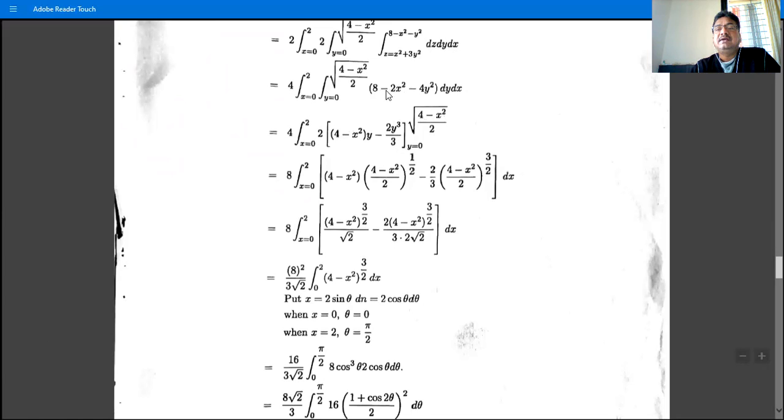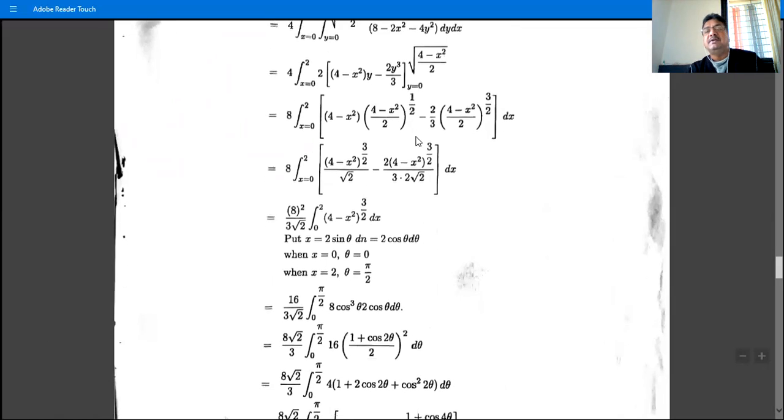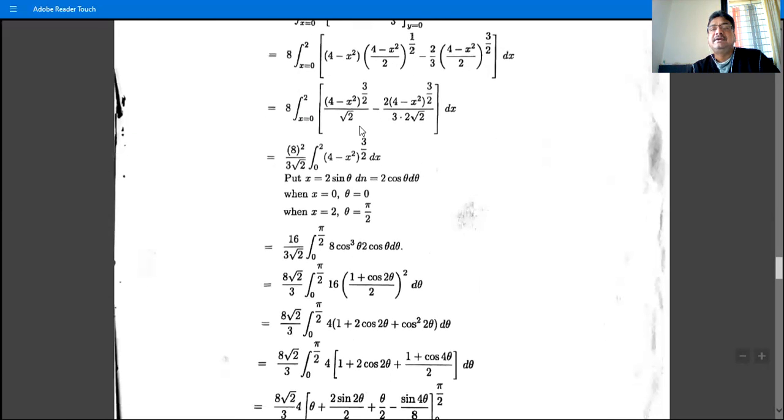Then 4y square integrates to 4y cube by 3. If you take 2 common, then we have this answer. Then value at the upper limit minus value at the lower limit. At the lower limit, we have the 0 answer. So just substitute y as this. We have this, and then its simplification is this, and then its integration.